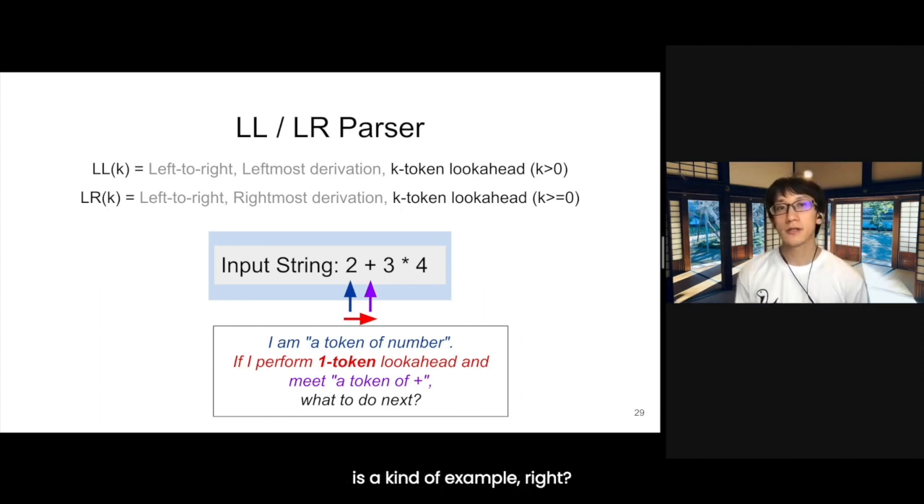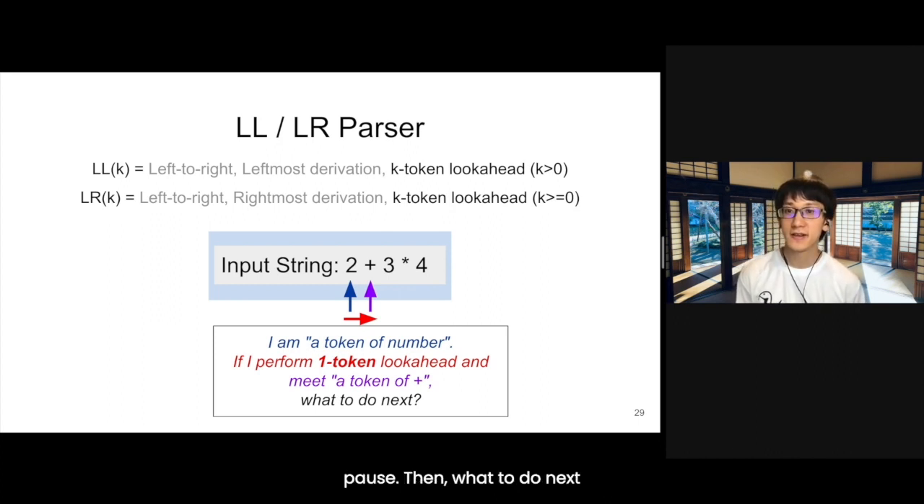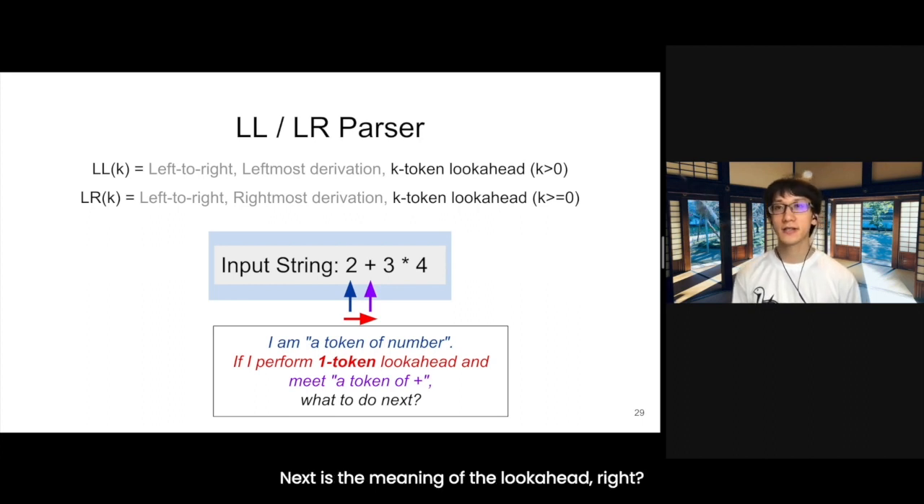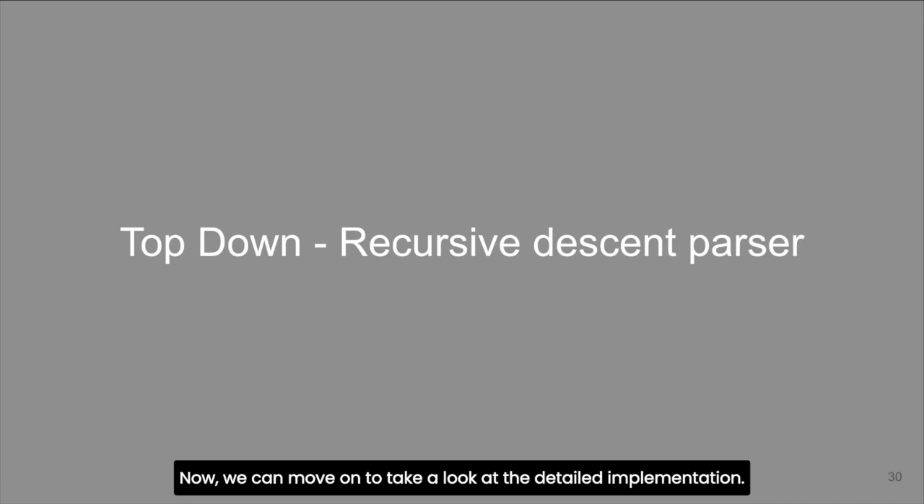And following is a kind of example, right? So start from 2. If you implement a parser, you are basically at 2, I'm a token of a number. And if I perform one token look ahead and meet another token of plus, then what to do next? That is the meaning of the look ahead, right? So we learned LL(k) and LR(k)'s definition. Now we can move on to take a look at the detailed implementation.